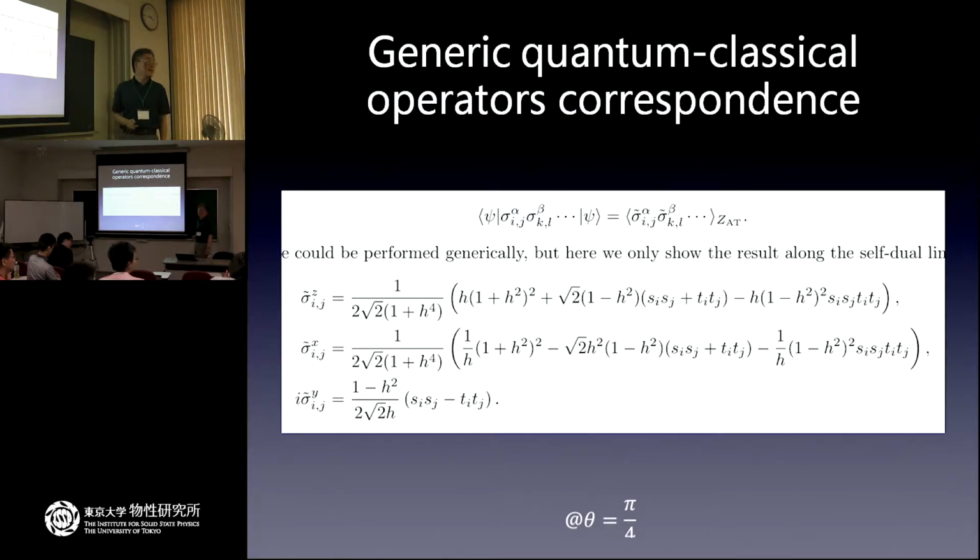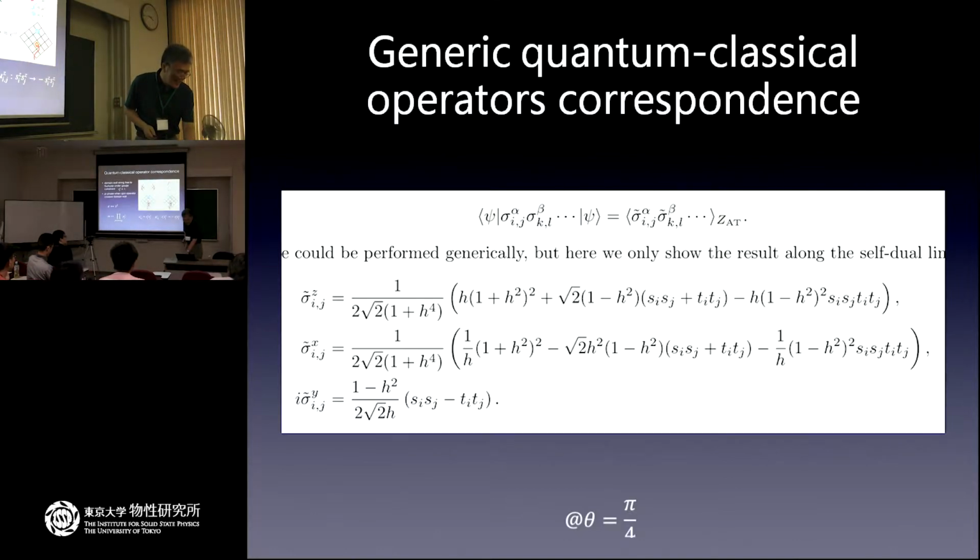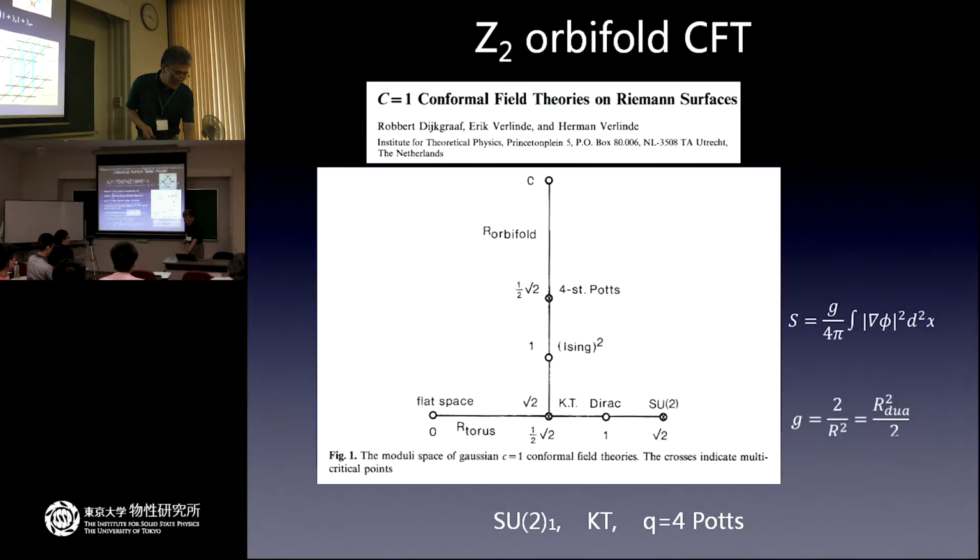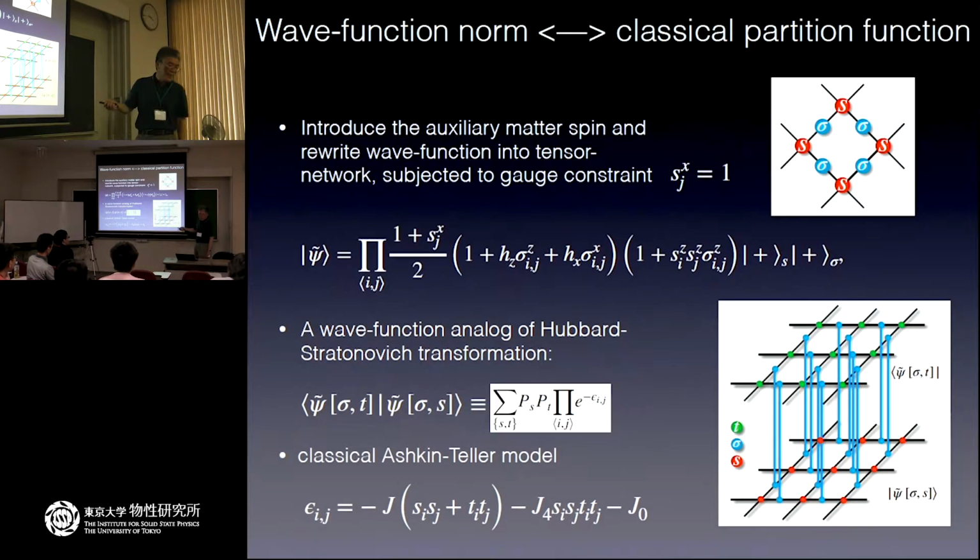And T, what does T look like? You see, this partition function, the classical partition function, actually calculates a two-layer Ising model. The top layer Ising spin I call T, the bottom layer Ising spin I call S.